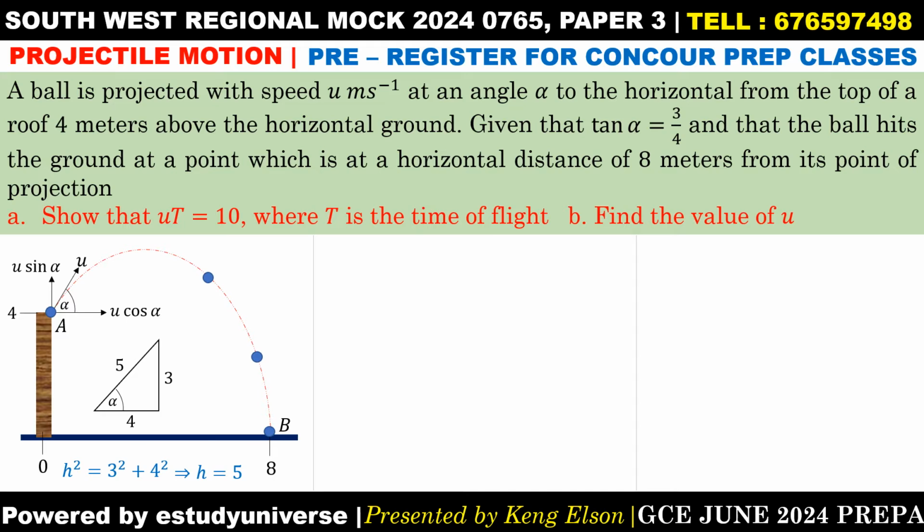All right, so the distance from the base of the roof right up till where the ball hits the ground is 8 meters. That's the total horizontal distance covered. Okay, so the initial speed of the ball makes an angle of alpha with the horizontal. So when that happens, we need to resolve that speed into the two components, the horizontal component and the vertical component. The horizontal component will be u cos alpha and the vertical component will be u sin alpha.